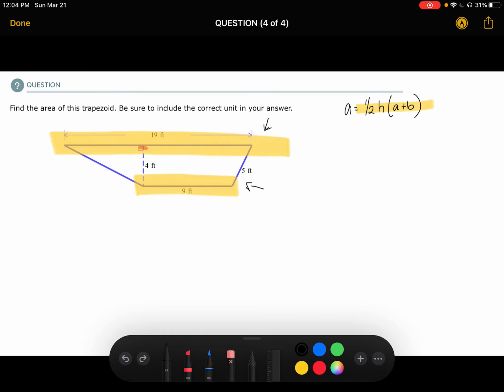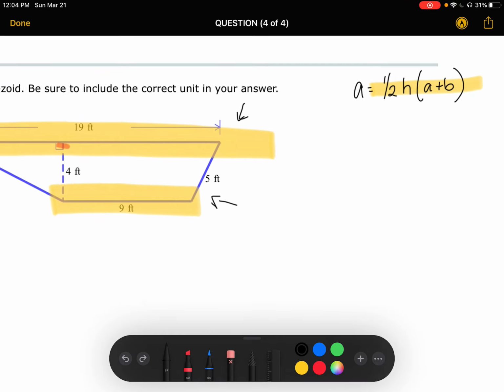So I know that one of them is 19 and the other one is 9, okay? So that together is 28, okay? Now I have to figure out what this h is.